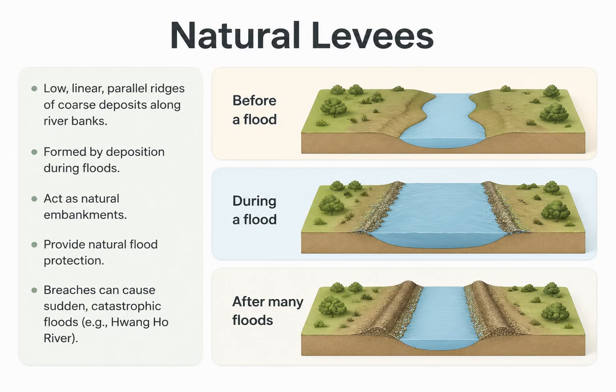Associated with those floodplains are natural levees. When a river floods and overtops its banks, the water velocity drops abruptly right at the edge of the channel. Because of this sudden drop in speed, the heaviest, coarsest sediments are deposited immediately along the banks. Over many floods, this builds up low, parallel ridges called natural levees. They act as natural embankments, keeping the river in its channel, but if a massive flood breaches them, it can cause catastrophic flooding in the lower adjacent plains.